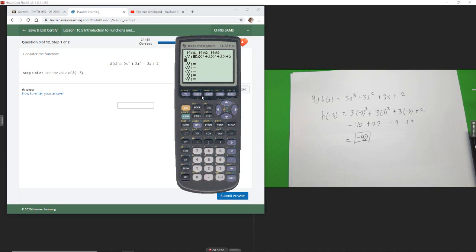So once you get this, we're going to do second and this graph button here to see the table. Okay. And we're looking for the -3. Notice it's going from 0 into the positive, so if I want to see the negatives, I need to arrow up. When I see -3, it's giving me -115. So I've made some error in my math, probably with the first part here. So -115, so let me check that.